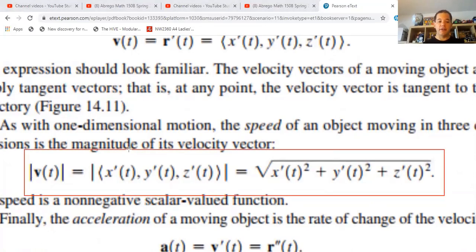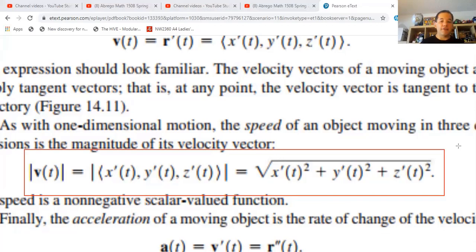That's the speed. So if you only want to know how fast it's moving, but you don't care about the direction, we call it speed, and speed is the magnitude of the velocity. So in other words, take the derivative of the x component, square it, the derivative of the y component, square it, the derivative of the z component, square it, and then take the square root of that.